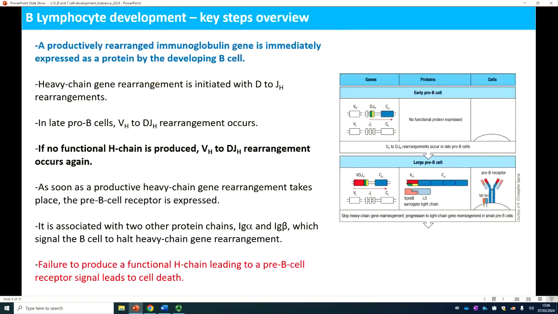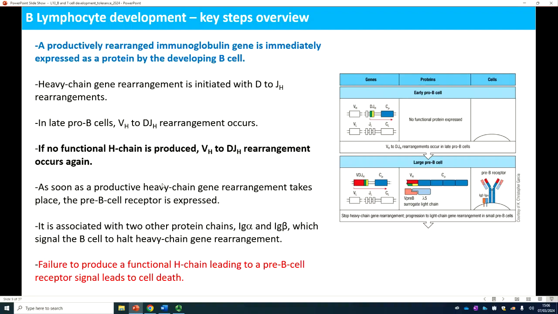So just to give a little bit of an overview of that, in essence, once you have a productively rearranged immunoglobulin gene, it's going to be immediately expressed on the cell surface of that developing B cell. The heavy chain gene rearrangement, if you remember a few weeks ago, is initiated by our D to J, and then we're getting our V to DJ rearrangements occurring. If we don't get a functional heavy chain rearrangement, then the rearrangement can try again to see if we can get a successful rearrangement.